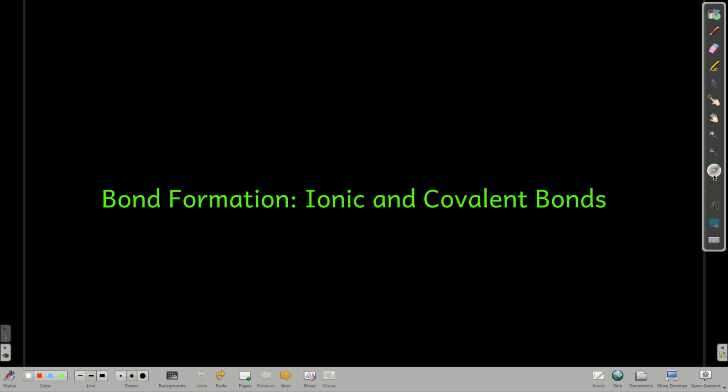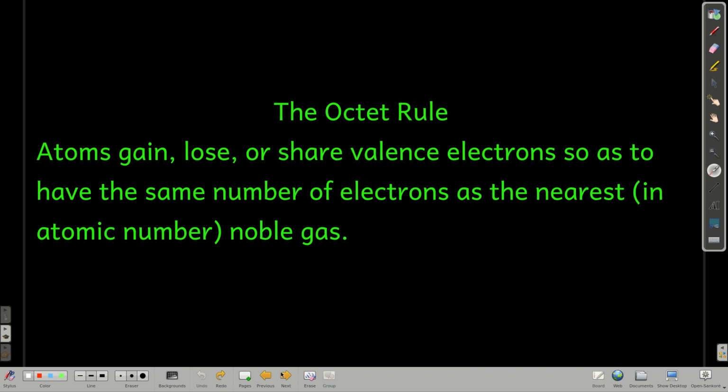In this module, we're going to talk about how two types of bonds, ionic and covalent bonds, form. What causes them to come about? Well, in order to understand this, we're going to need to know something called the octet rule. This is the octet rule, and it would be a good idea to memorize it. Not verbatim, but the general idea.